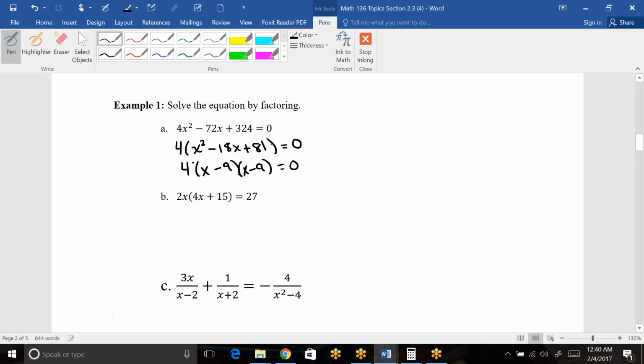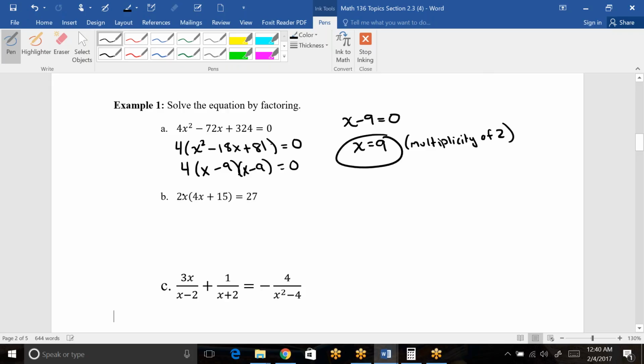Also, you only solve this piece out front, the GCF, if there's an x attached to it. If it's just a number and you set it equal to 0, 4 equals 0 does not make any sense. So we are just going to solve x minus 9 equals 0, and we only have to solve it that once. You can write a little note if you want to that it has a multiplicity of 2. That means that the solution occurred twice.